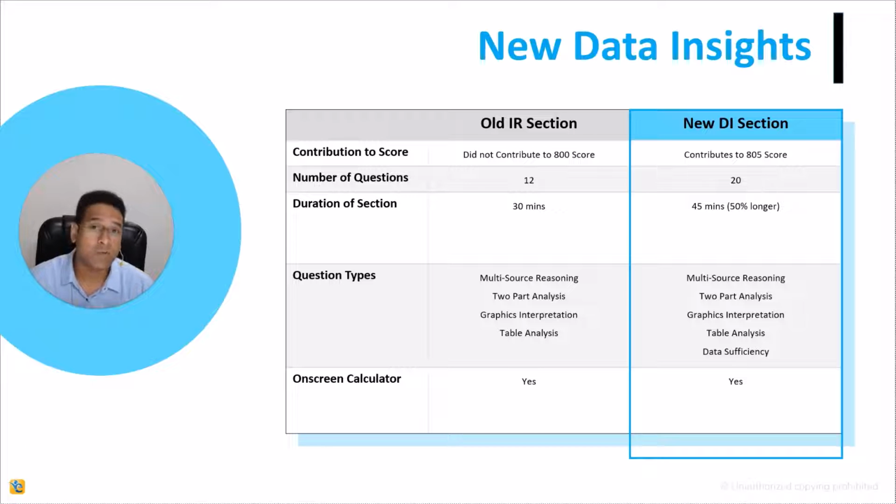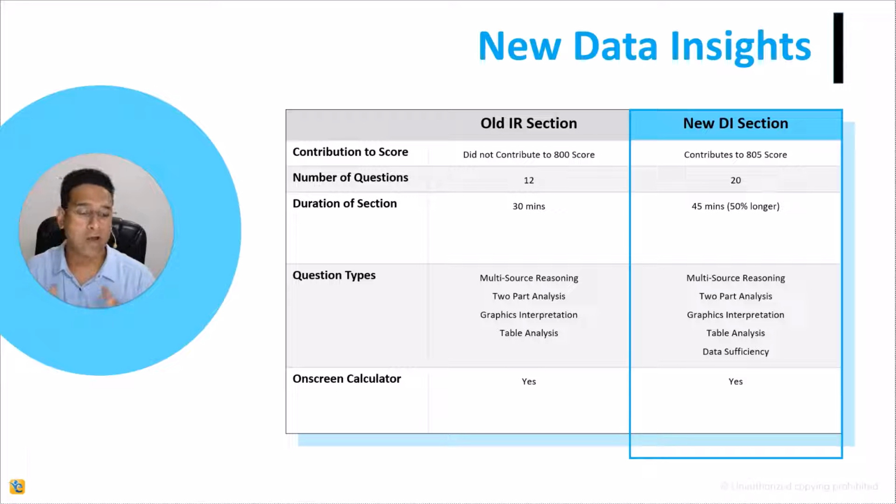Then, the number of questions has gone up from 12 to 20. Even the duration has increased by 50% from 30 minutes to 45 minutes. Then, the question types also have undergone a change. Now, the older IR section had 4 principal question types: multi-source reasoning, 2-part analysis, graphics interpretation, and table analysis.